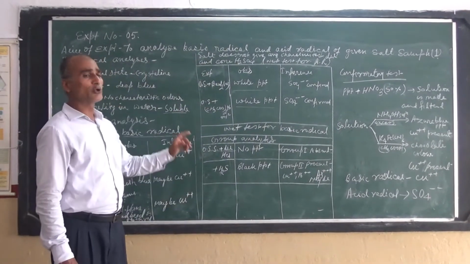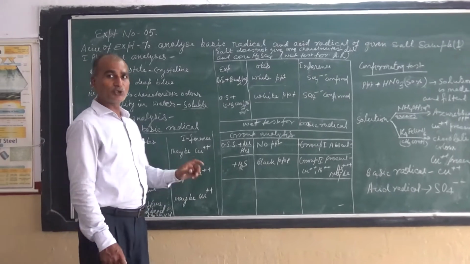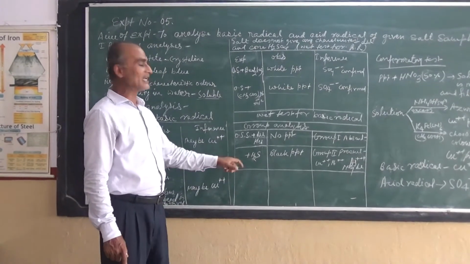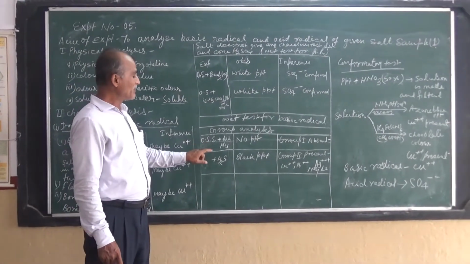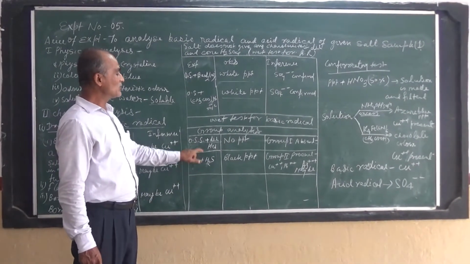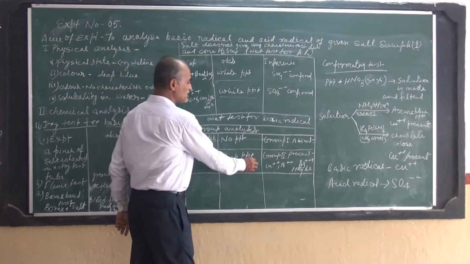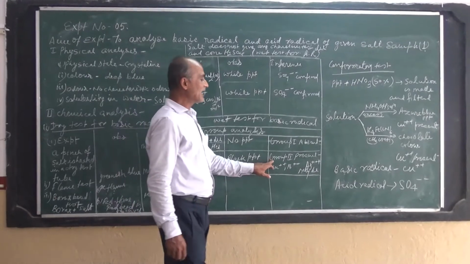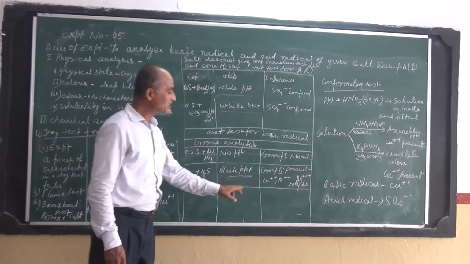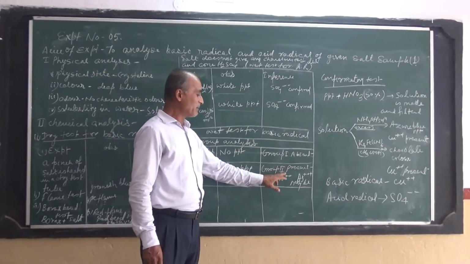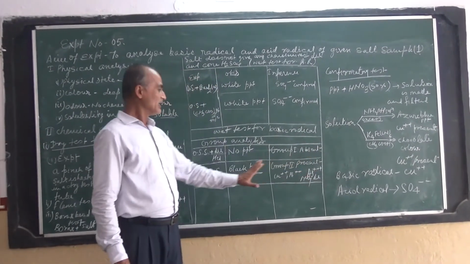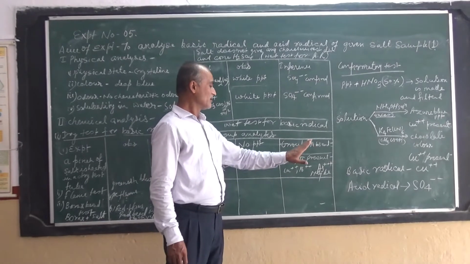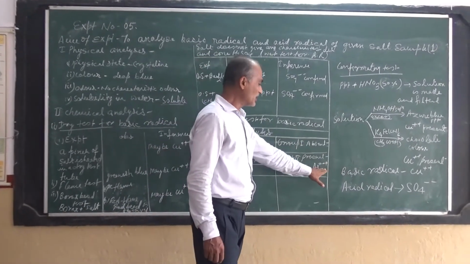Then we will add the group 2 reagent. Our group 2 reagent is H2S gas. We will prepare H2S gas and pass it through the given solution, and a black precipitate is obtained. This will confirm that group 2 is present. Group 2 means it may be the cupric ion, plumbous ion or arsenic ion. If we get the black precipitate, it gives inference of cupric ion, lead ion or arsenic ion.